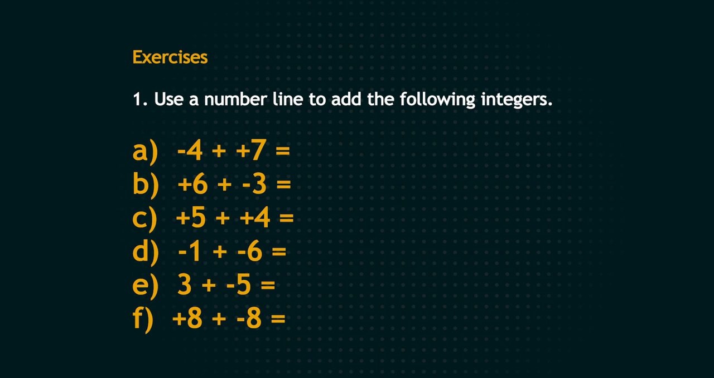So number 1 says, use a number line to add the following integers. We have A, negative 4 plus positive 7. B, positive 6 plus negative 3. C, positive 5 plus positive 4. D, negative 1 plus negative 6. E, 3 plus negative 5. F, negative 8 plus negative 8.